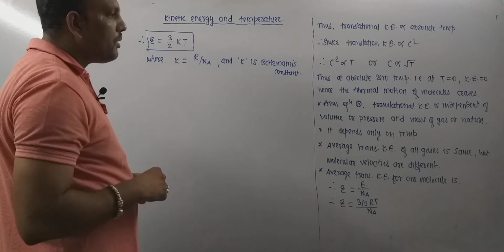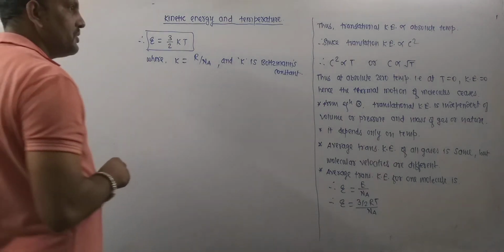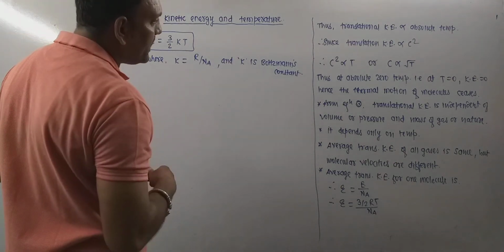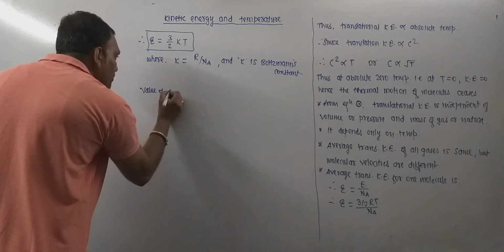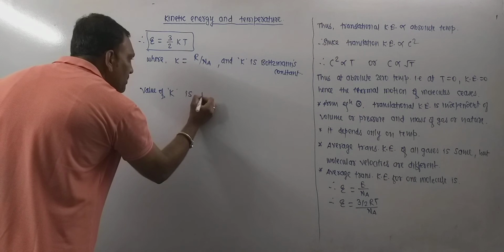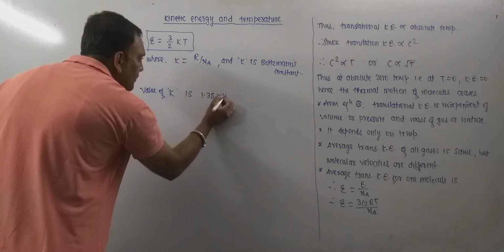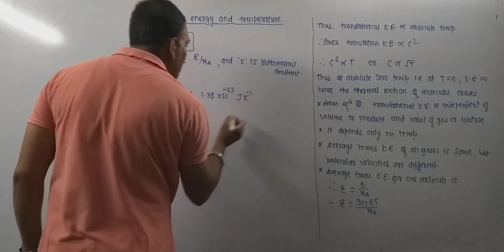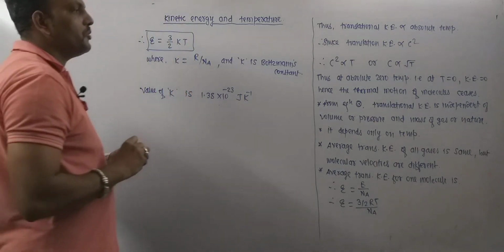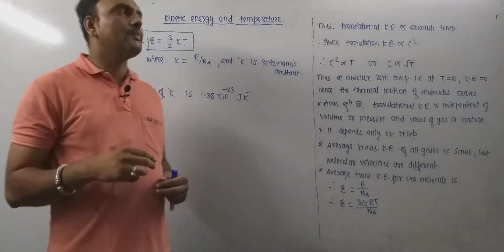Now the value of Boltzmann's constant is fixed for sure, and it is found to be, so remember, the value of k is 1.38 into 10 to the power minus 23 joule per Kelvin. So it is the numerical value of the Boltzmann's constant.